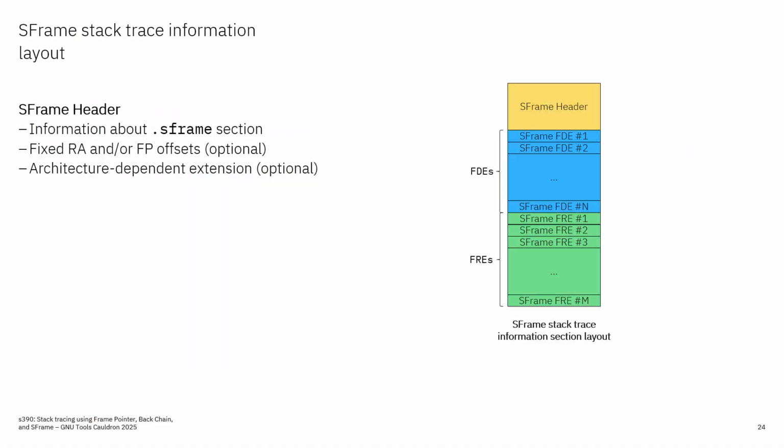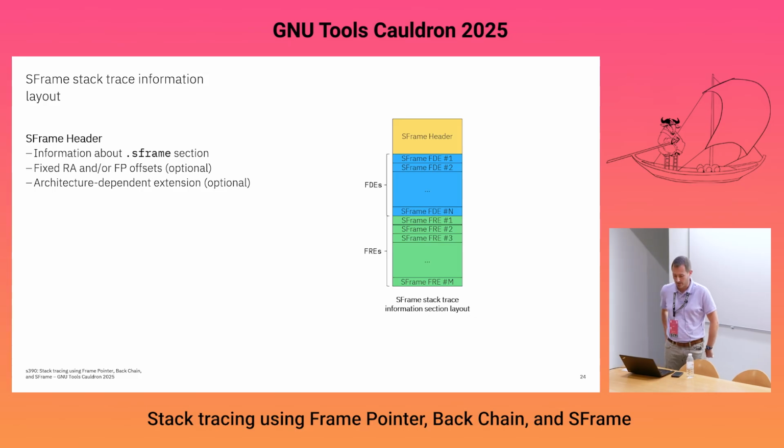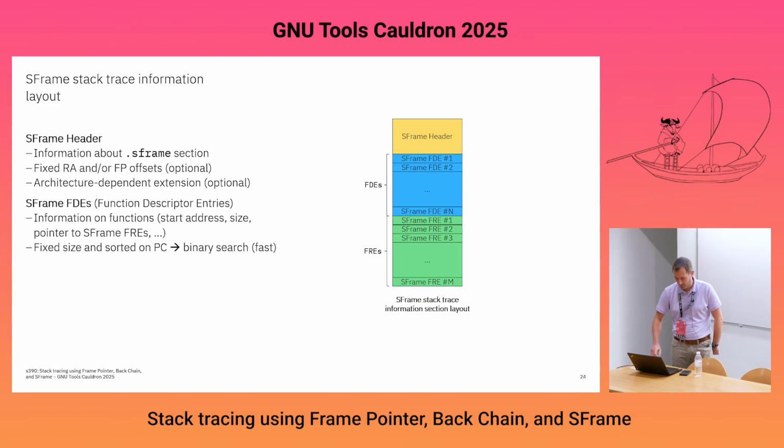So what does the SFrame stack trace information layout look like? There is an SFrame header, which has information about the SFrame section. It has the fixed return address and frame pointer offsets, those optional ones. It can also have an optional architecture-dependent extension, which I believe no architecture currently makes use of. Then there are the SFrame FDEs, the function descriptor entries. They contain information on functions such as the start address, size, and pointers to the SFrame FREs, which we will see next. Those function descriptor entries are fixed size and sorted on PC, which means binary search can be performed, which is fast.